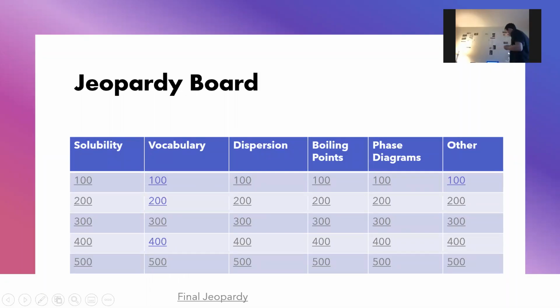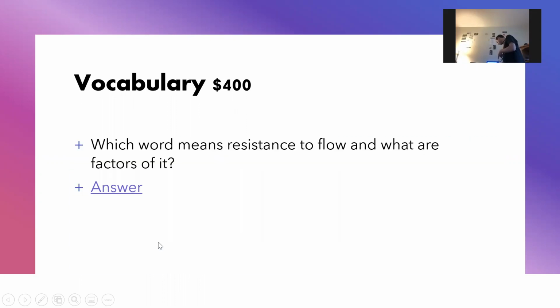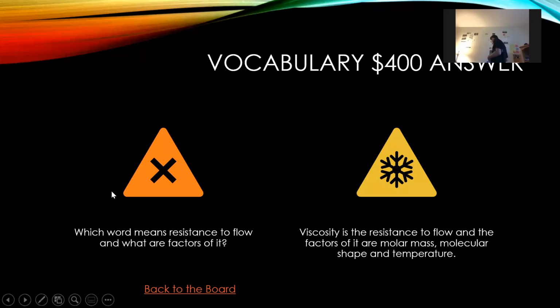Iodine, you have control of the board. Vocab for 4. Which word means resistance to flow and what are some factors of it? Ketchup: What is viscosity? And factors are more mass, shape, and texture. Good. Ketchup, that's 400 for you.